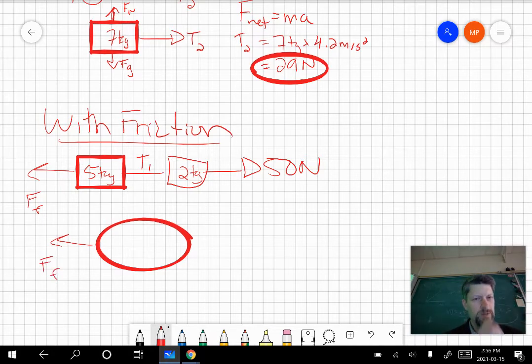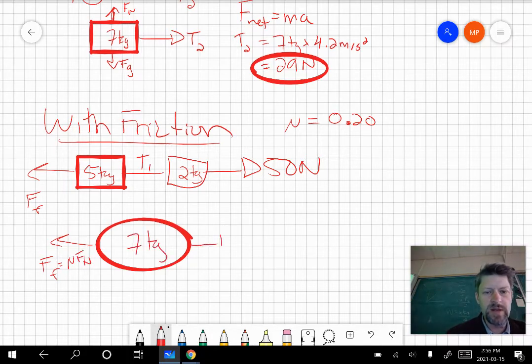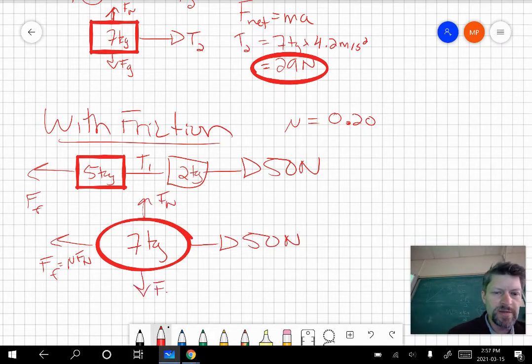So I have to tell you something here. I'm going to say that the coefficient of friction is 0.20. There's no units on that. So then on my diagram, or I can write that it's equal to mu times the normal force. So I got 7 kilograms being hauled by 50 newtons forwards. I do have a normal force, and I do have gravity. I need to find gravity because I need to use gravity to find the normal force. I need the normal force to find friction.